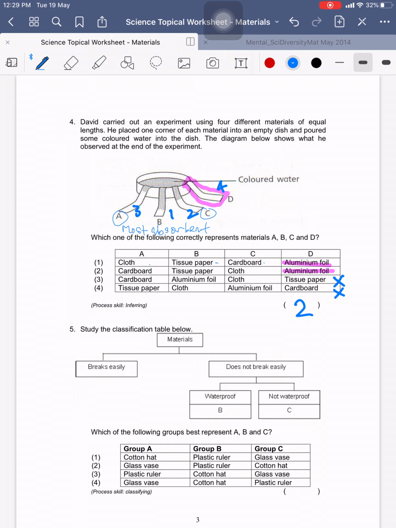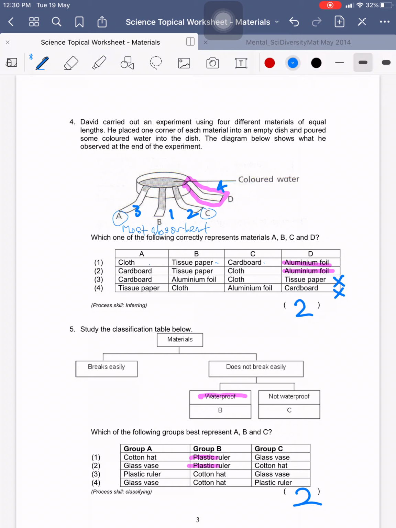Okay, last MCQ. Now study the classification table below. Now, which of the following groups best represent A, B, and C? Our answer will be 2. Now, why? You can see that over here, this is waterproof, and the material, plastic, will actually be waterproof.